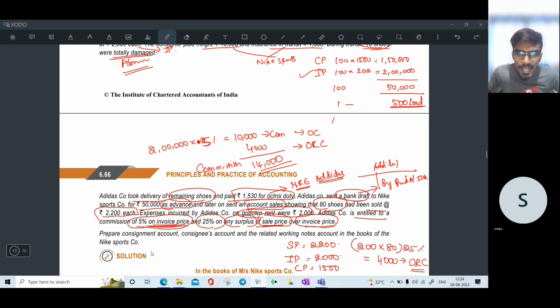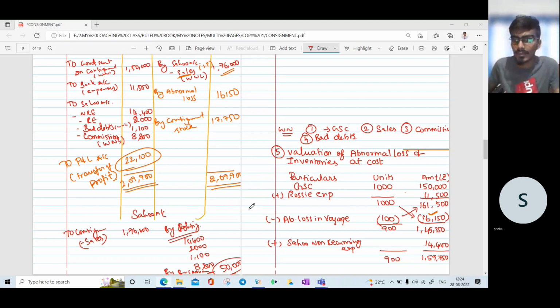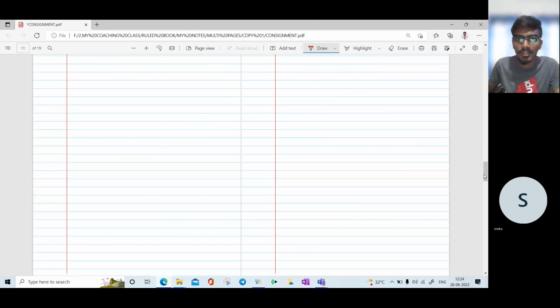Okay. What they are asking? Prepare consignment account, consignee's account related to the working notes. In your examination, working notes form part of your answer. Shall we move on to the working notes? Okay, we will move on.